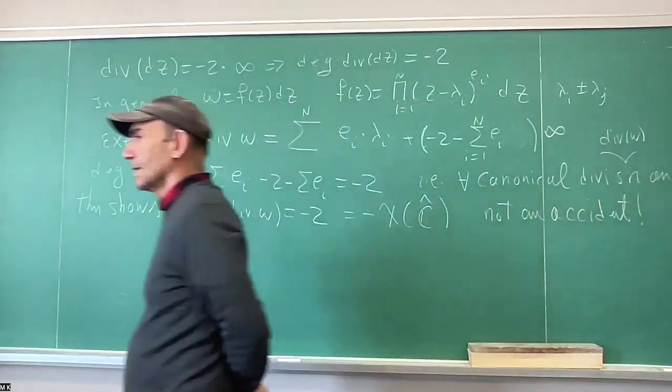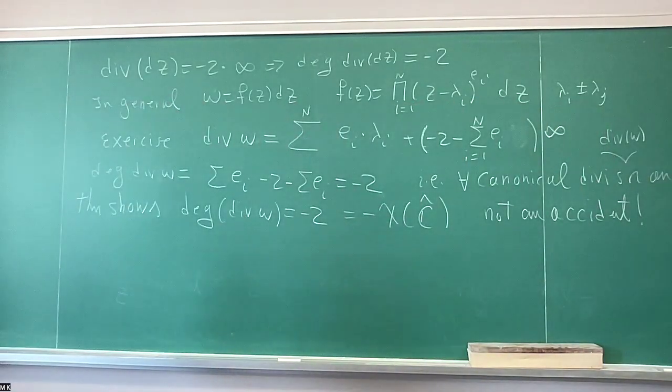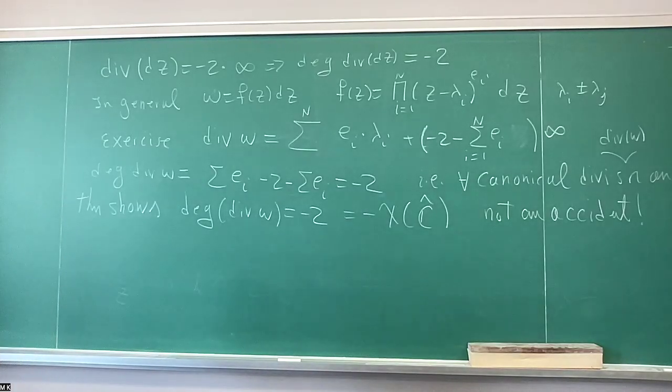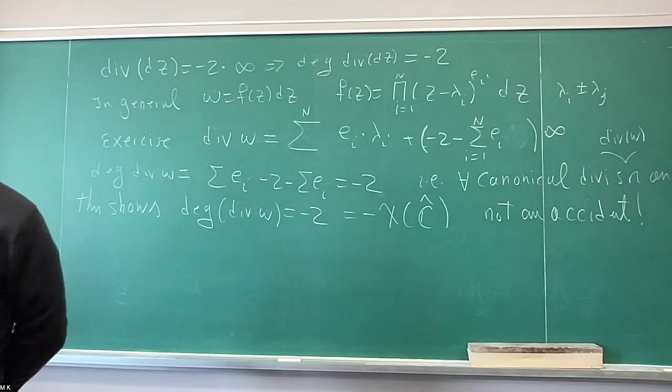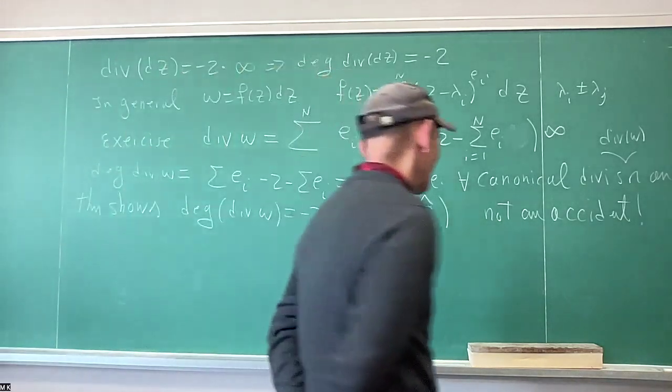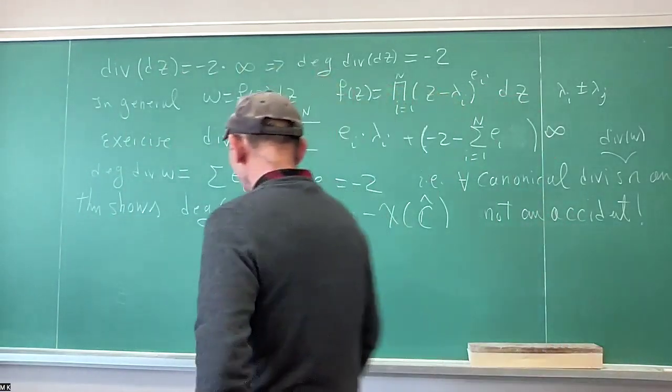Or you can say this is, I don't know, 2 is the second element in the Mendeleev table. It's minus. You know that element, right? Helium. Helium, yeah. Exactly. It's minus helium. So you can say, I mean, the degree of a canonical divisor is minus the order of helium. But that's not true for other Riemann surfaces.